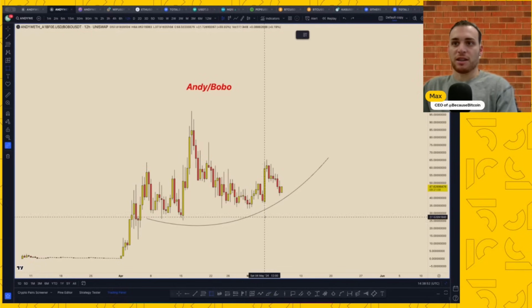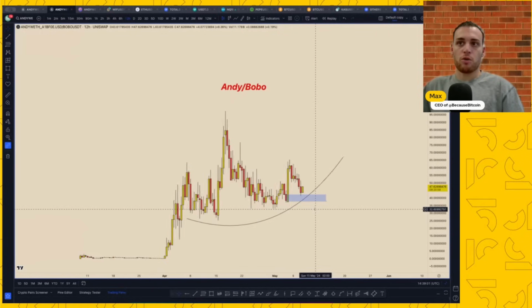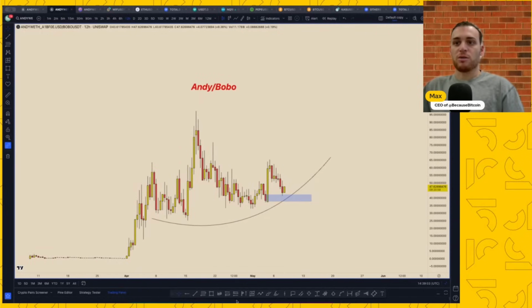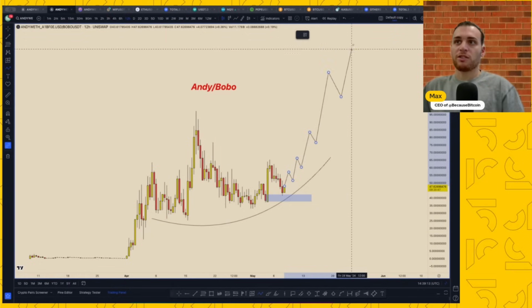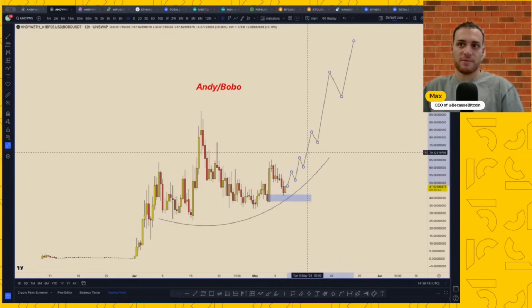You could maybe look at this region right here as, this is clearly an order block. We're on the 12-hour, so a 12-hour order block. I would like to see this low respected, but ultimately I do think this looks pretty good. And I would expect and I would demand, because Andy's younger and of course higher risk than something that's been around a little bit longer like BOBO, that Andy do something like this, as it should, right? As it should.